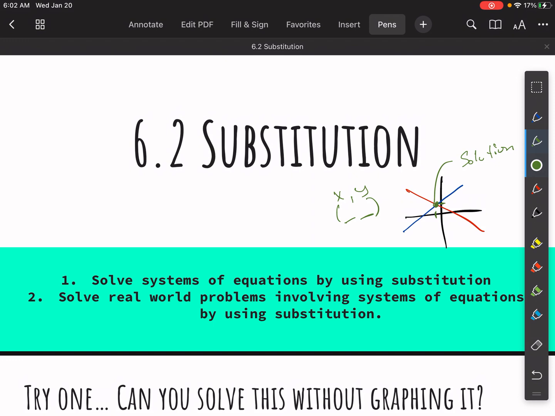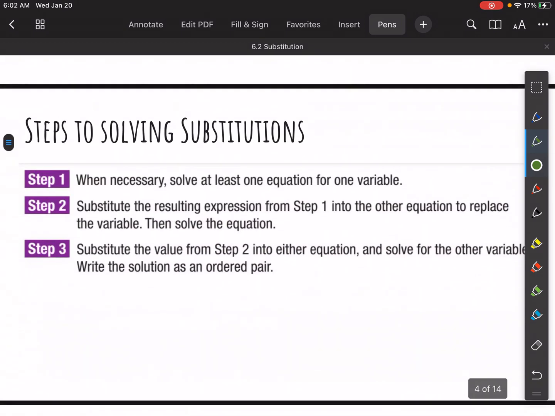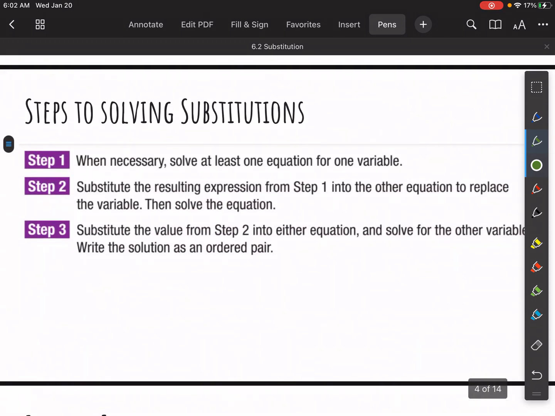And then obviously there's a couple of other possibilities, where we have parallel lines or the same line. Then we have more than one solution or no solution, depending. So today, what we're going to get into is solving this algebraically without a picture. There are 3 steps to solving using substitution.